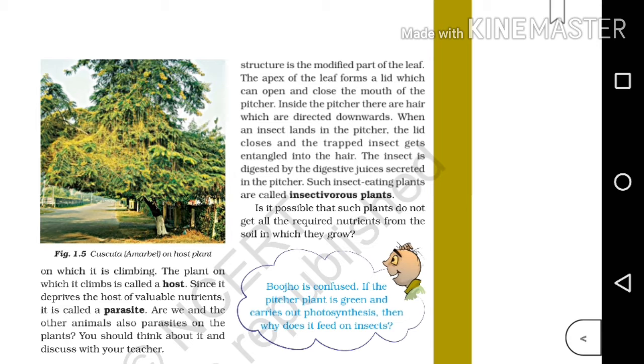And when an insect comes and lands on this pitcher, the lid of the pitcher plant will get closed, and thus the insect will be trapped within the pitcher. And the hair which is present in the pitcher, which is directed downwards, will move the insect towards the bottom of the pitcher, and the digestive juices which are secreted within the pitcher plant will digest the insect. So this is how the pitcher plant eats insects. So we can answer the question, what do you mean by insectivorous plants along with its example, isn't it?